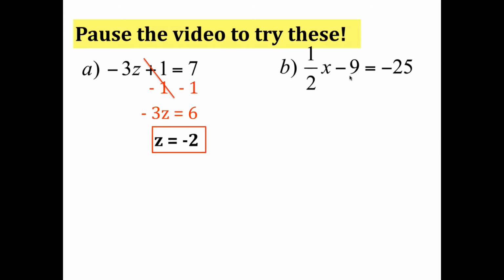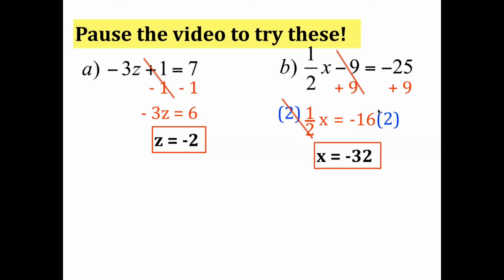For letter B, we're going to go ahead and undo the subtraction of 9 by adding 9 to both sides. Negative 25 plus 9 equals negative 16, and you're going to set that equal to your 1/2 x. Now recall from our solving simple equations video that to undo the multiplication of a fraction, you have to multiply by the reciprocal. In the case of 1/2, your reciprocal would be 2. 2 and 1/2 cancel out. You're left with x equals negative 16 times 2. And if you simplify that, you get x equals negative 32.